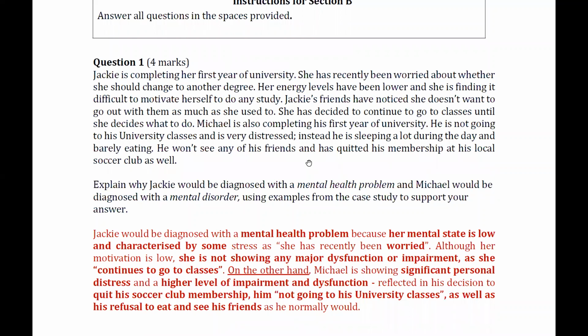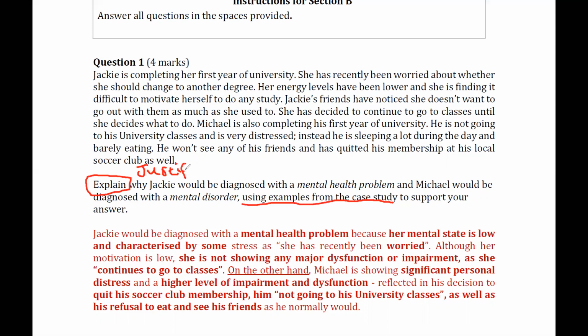So even if the question doesn't specify to use examples from the case study, you know that it's a given that you have to link back to the case study or the scenario. Okay, so this is more of a justify question. We're not asking you to classify who has the mental health problem and who has the mental disorder. They've given that to you in the question. The idea here is for you to explain or justify why Jackie's the one with the mental health problem and why Michael is the one with the mental disorder.